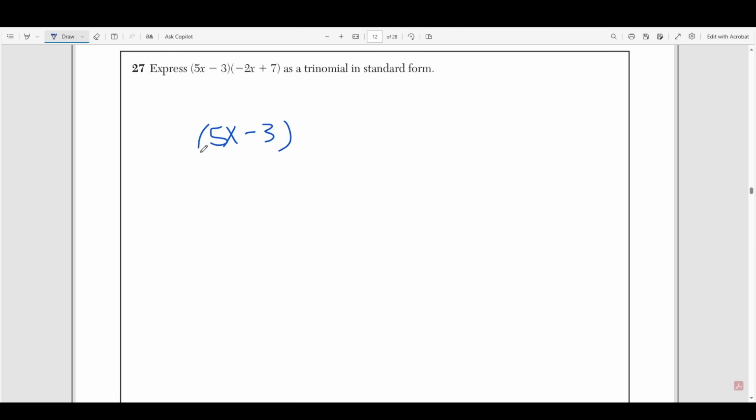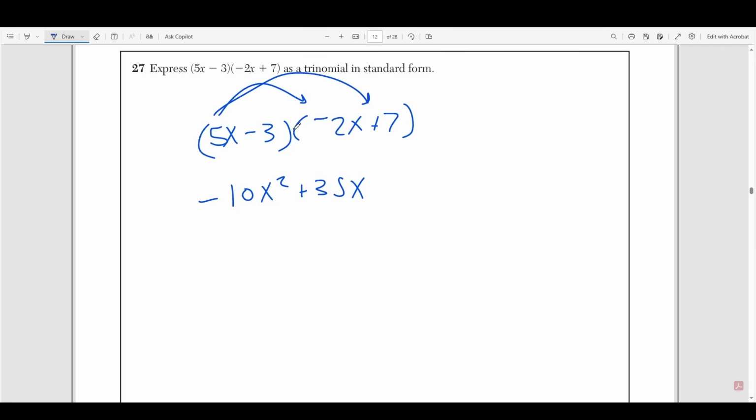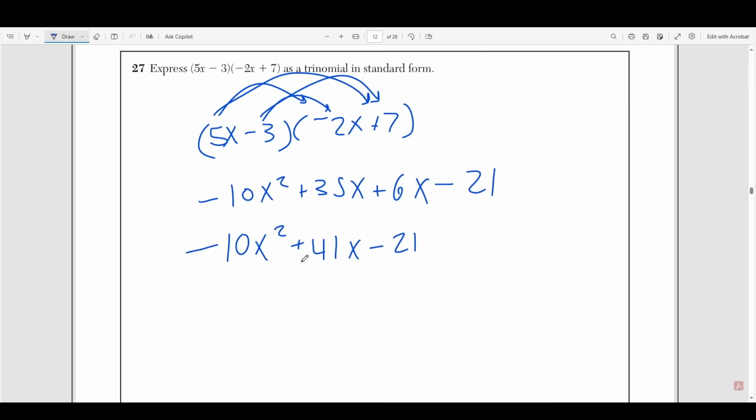So what you're going to have to do here is multiply 5x by negative 2x. That gives you negative 10x squared. Here we have 5x times 7, which is positive 35x. Here we have negative 3 times negative 2x, which is positive 6x. And here we have negative 3 times positive 7, which is negative 21. So combining everything together, we get negative 10x squared plus 41x minus 21. And this is a trinomial because guess what? I have 1, 2, 3 numbers, or 3 terms.